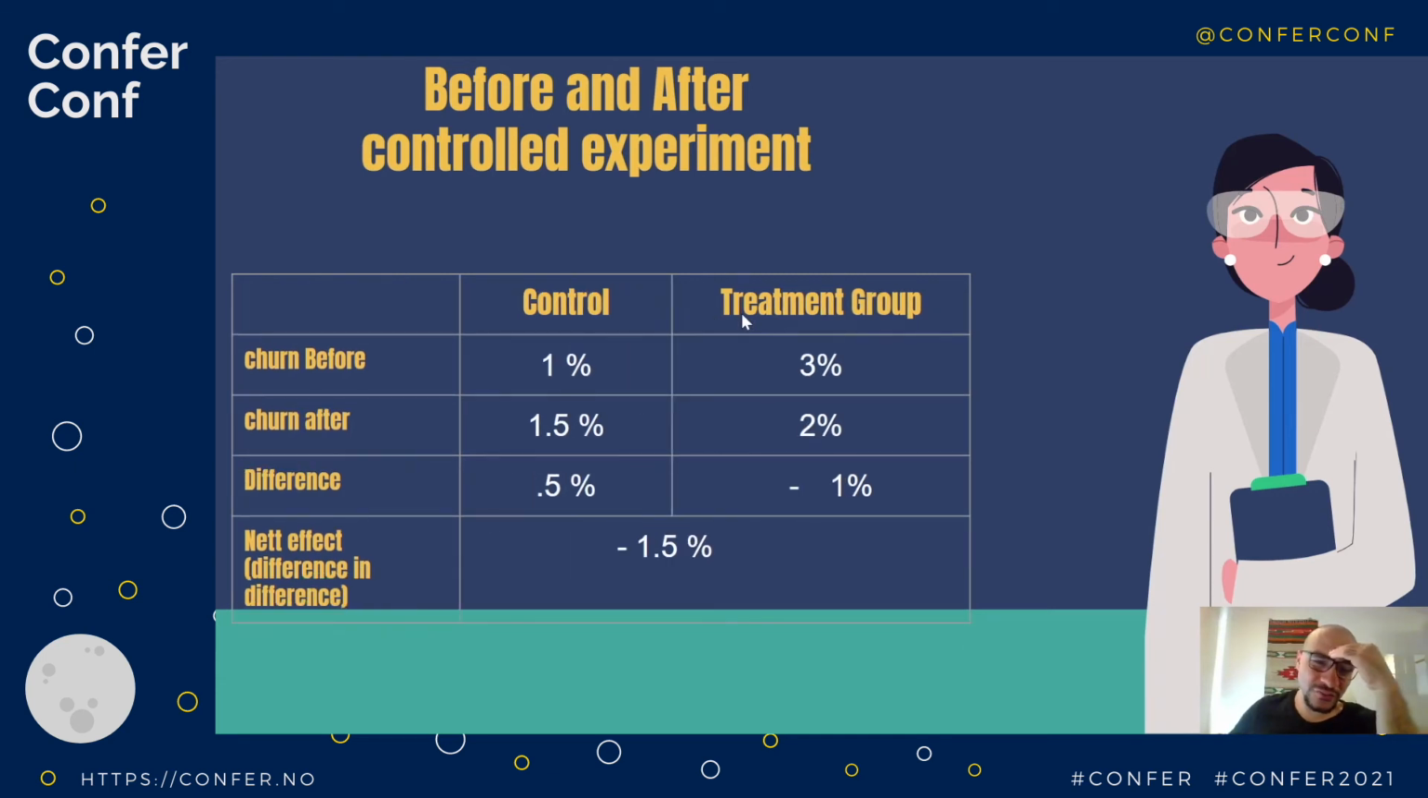But if you just want to calculate it without this counterfactual data, we would have all these numbers, and here's the difference in the treatment group, here's the difference in the control group, and the difference in difference, which will be negative 1% minus 0.5%, which is negative 1.5%.